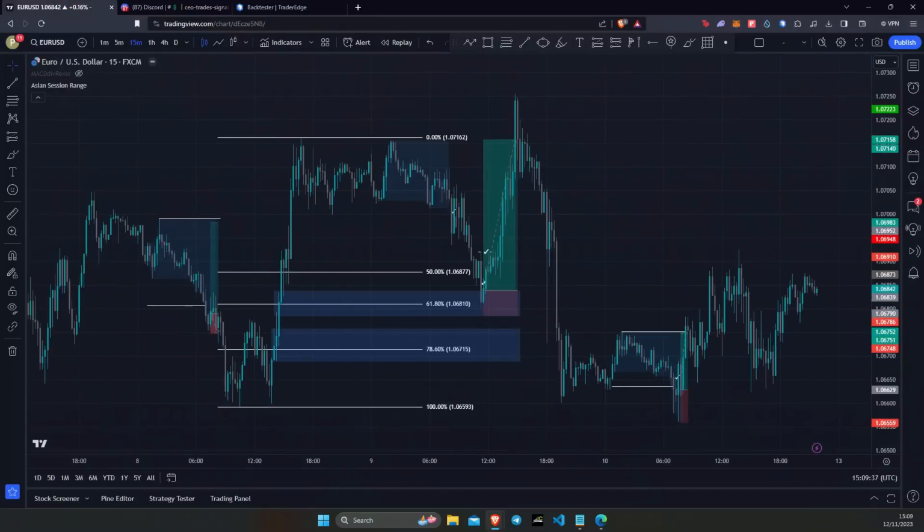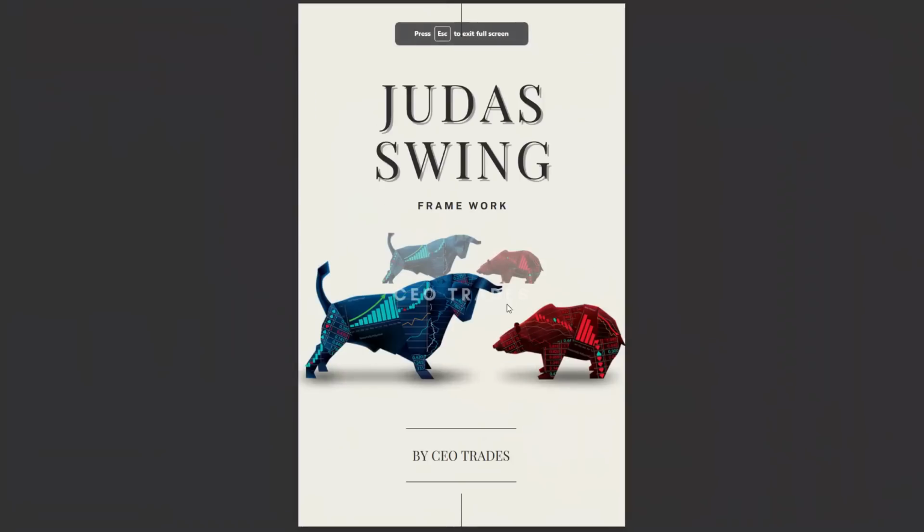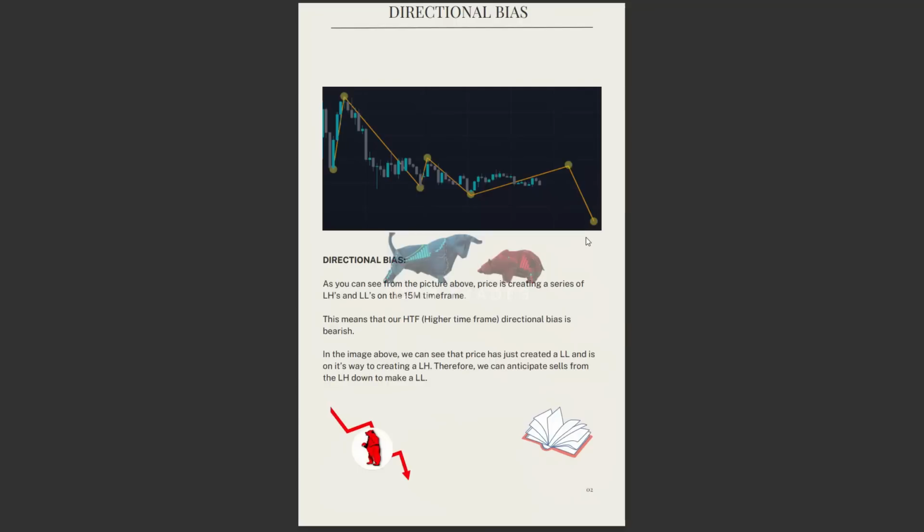So what I'll do first of all is, just so you guys can understand exactly how it is that we're supposed to trade this strategy, I've made this framework so that everyone is on the same page, right? The first thing that we need to do is actually figure out our directional bias. So we go into the 15-minute time frame and figure out if we're actually in a bullish or a bearish market.